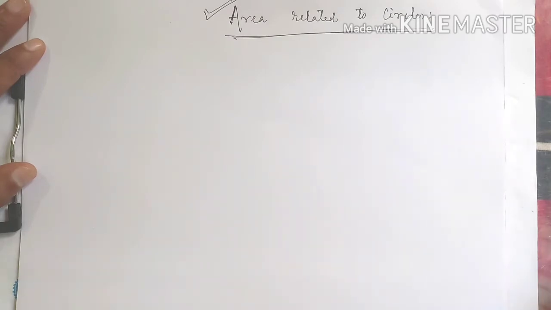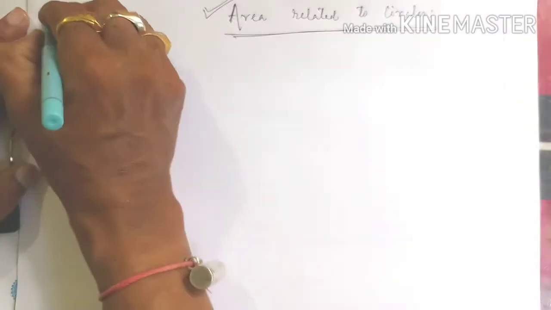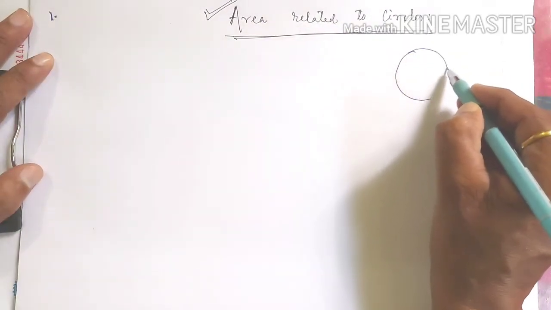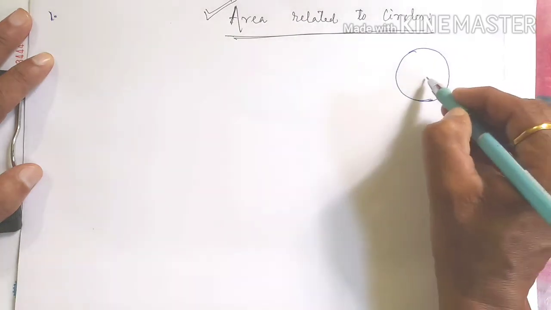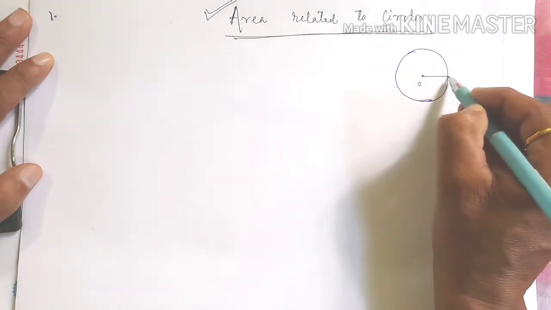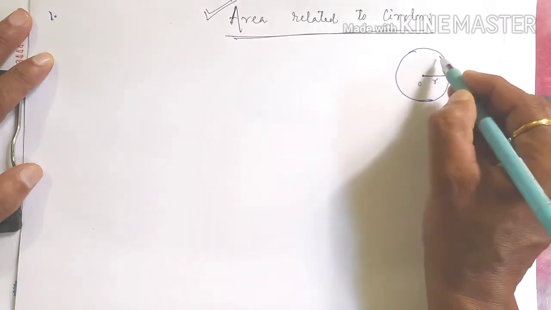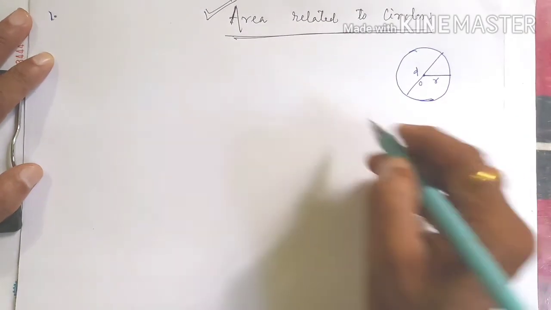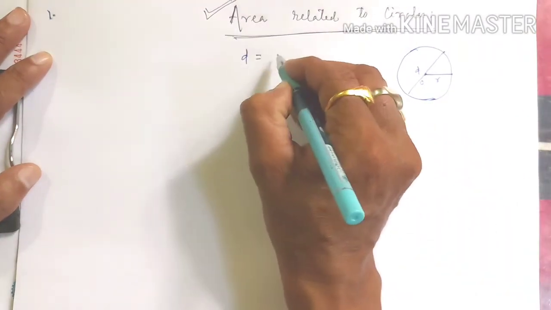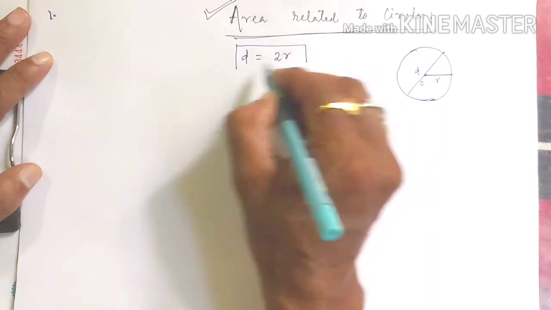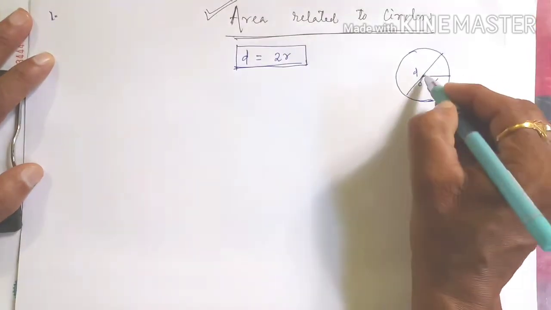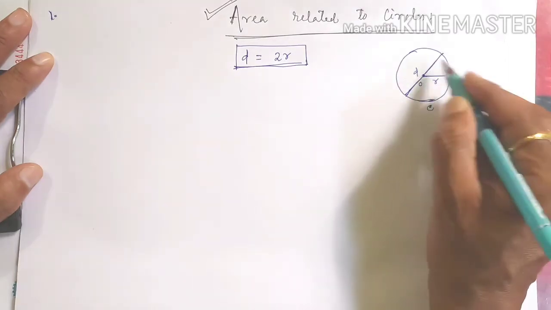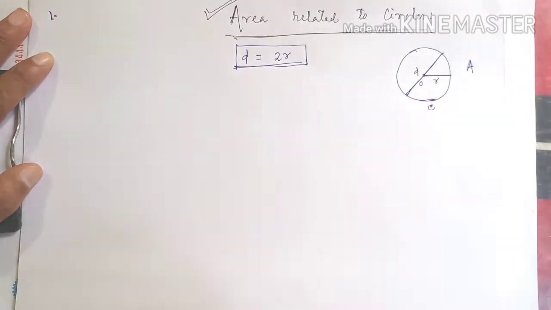I hope before starting this chapter you must have some idea about what is a circle and the terms related to circles. Here is the radius and it is the diameter. As it is a circle, we must know the relation between diameter and radius. Already we know this: O is the center, r is the radius, d is the diameter, C is the circumference, and A is the area.